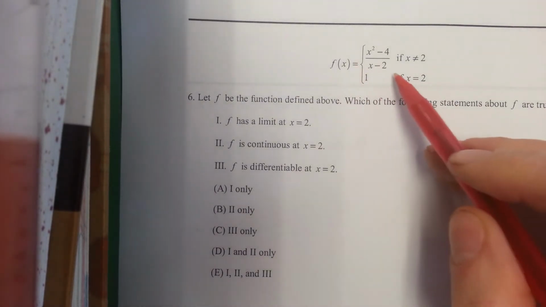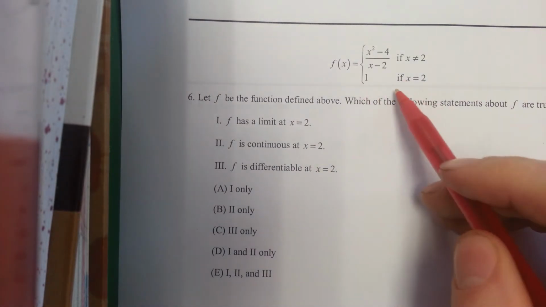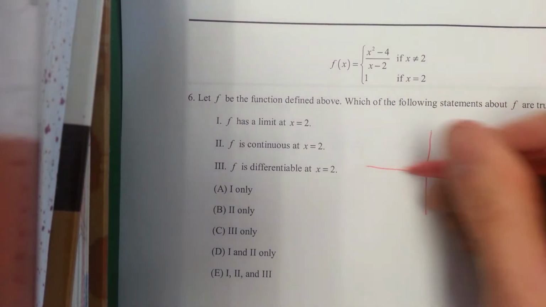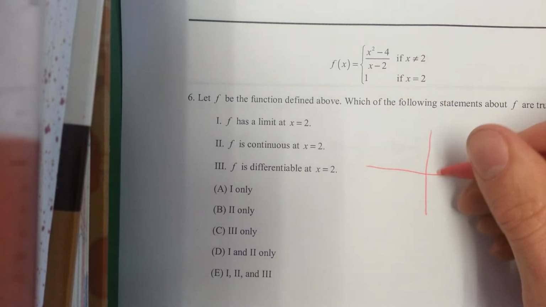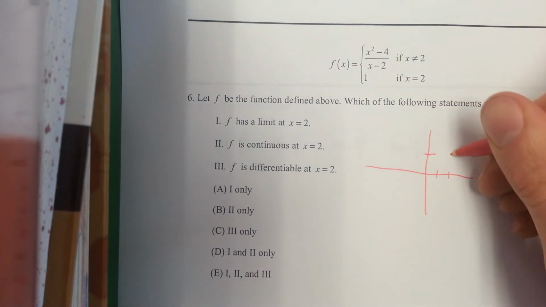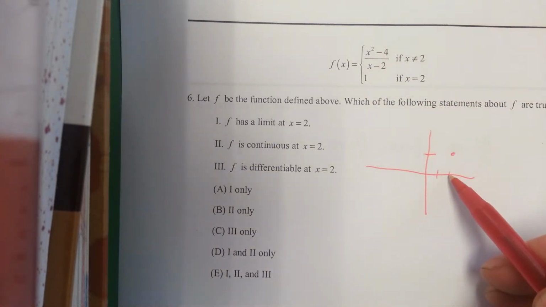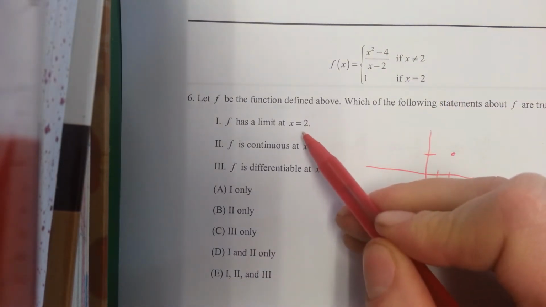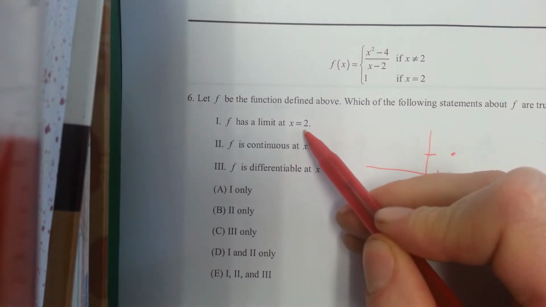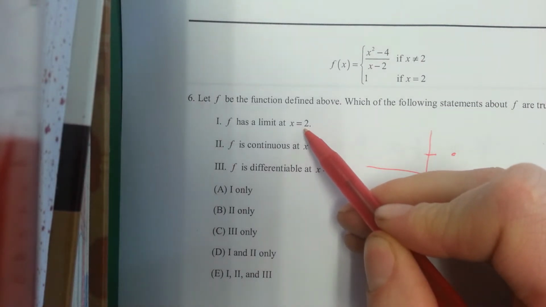All right, so I'm looking at this function, and you can even start thinking about it like this if you want. It says if x equals 2, the function is worth 1, so I know it has a point there. Now, it's all of this garbage whenever x is not 2. So does it have a limit at x equals 2? In order for it to have a limit at x equals 2, let's see.